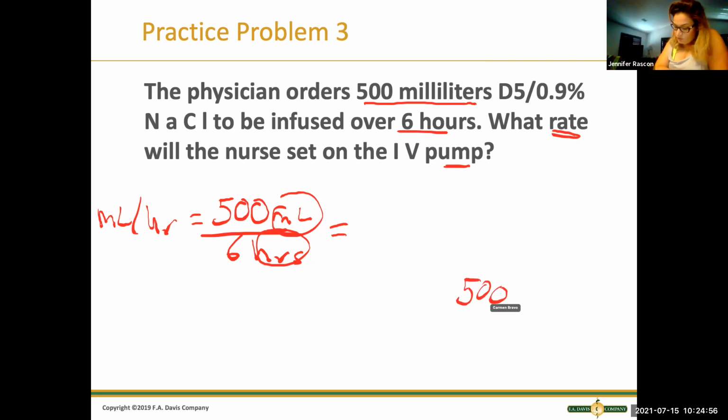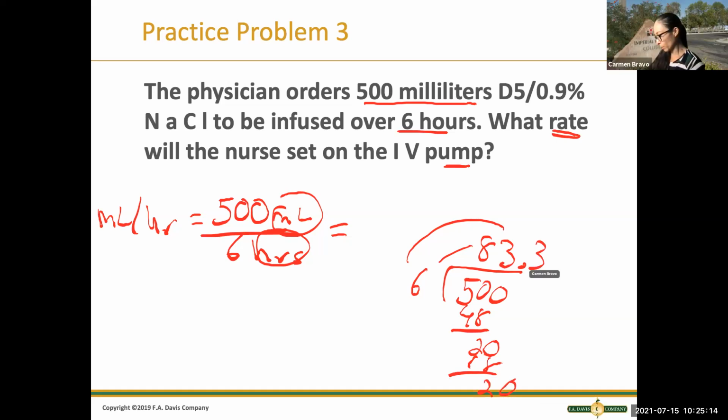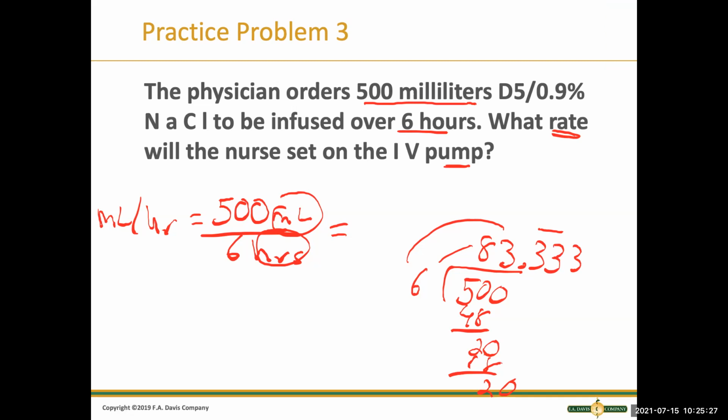So 500 for 6. I hate zeros. Oh, it looks like it's going to be 3.33333. So what is my answer there? How would you write it? 83 mLs per hour.